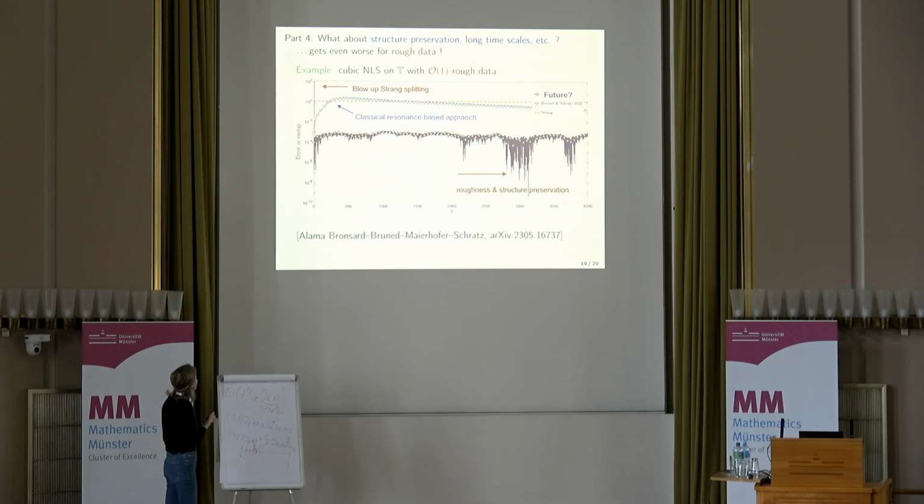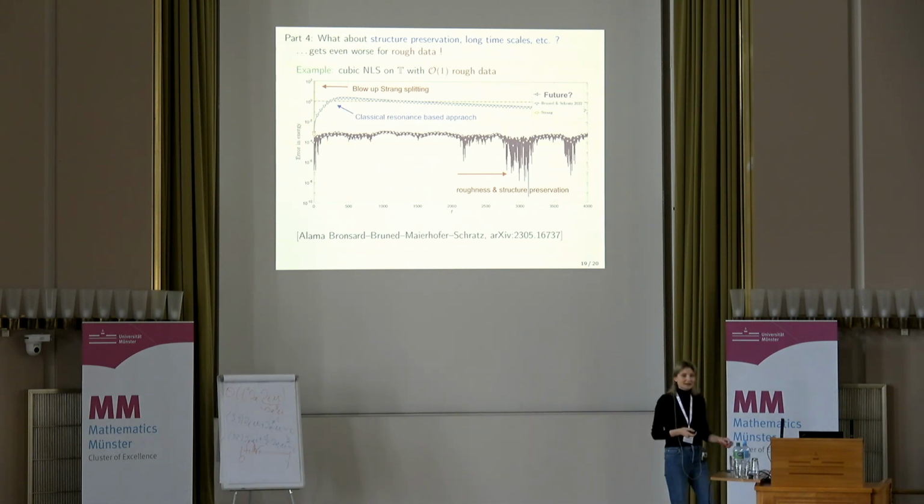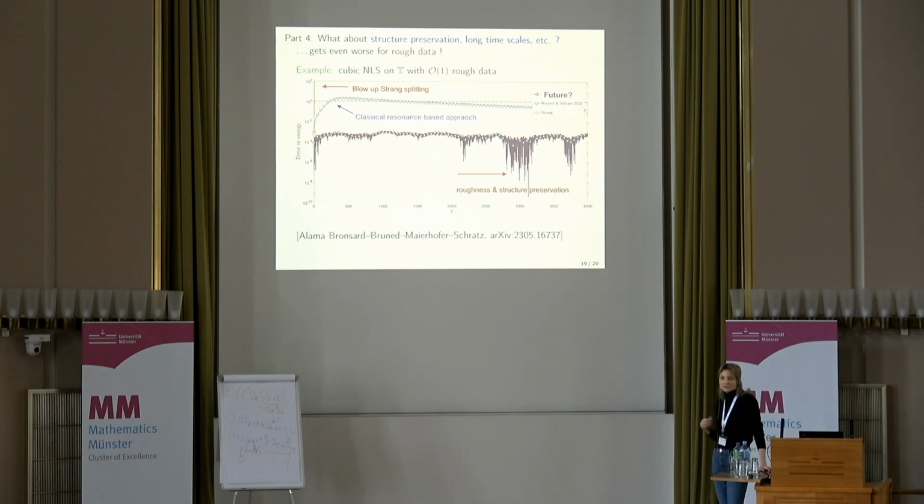Now let us look at rough data. Let us go to O(1) rough data for the NLS equation again, and look at the energy conservation. The energy is preserved in the exact system, in the Schrödinger equation. The question is what happens numerically? Unfortunately, what is fascinating is that, for instance, the Strang splitting method, which is one of the most used methods to solve Schrödinger equations, even gives a blow up in the energy. The energy is conserved in your system, but if you simulate it numerically, the energy blows up for rough data. And the rougher the solution becomes, the quicker your energy will blow up.